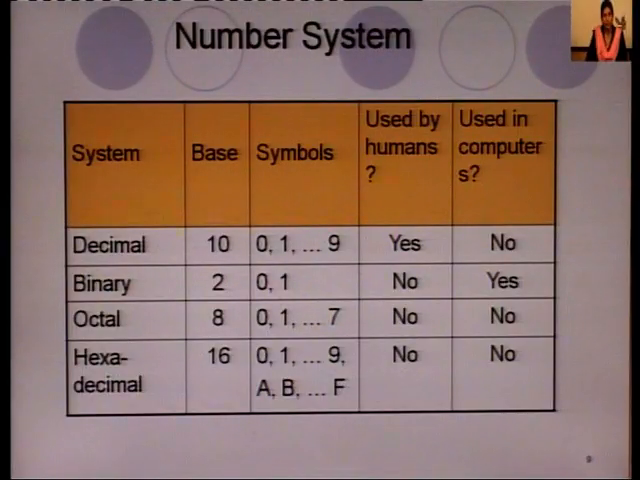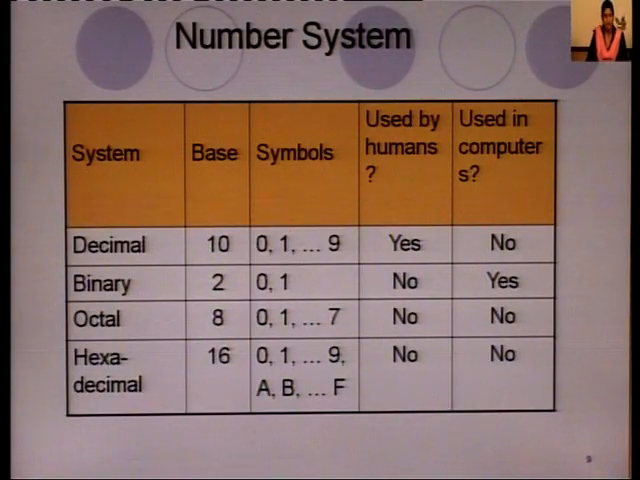In the decimal number system we have base 10 and the symbols are from 0 to 9, that is 0, 1, 2, 3 up to 9. In the binary number system we have base 2 and only 2 symbols, that is 0 and 1. All the values are represented by using 0 and 1. In the octal number system we have base 8 and symbols 0 to 7. In the hexadecimal number system we have base 16 and values from 0 to 9 and then from A to F. 0 to 9 are decimal values and A to F are alphabetic values.